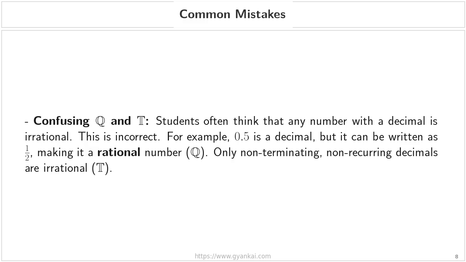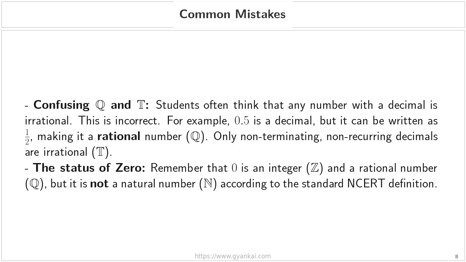Next, let's clarify the status of the number 0. This is a subtle point that often trips people up. Based on the standard definitions we've used today, 0 is definitely an integer, belonging to the set Z, and it is also a rational number, belonging to the set Q. However, it is important to remember that 0 is not considered a natural number, or part of the set N, and our counting numbers start strictly at 1.